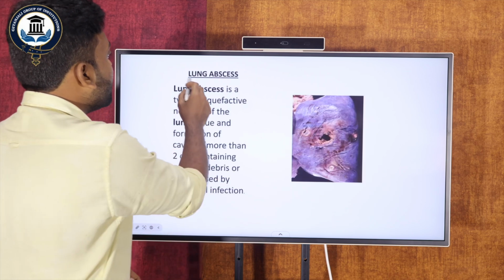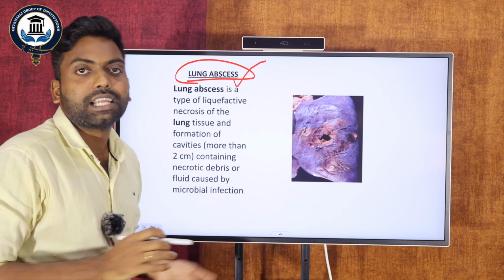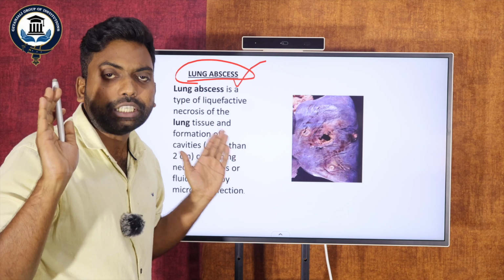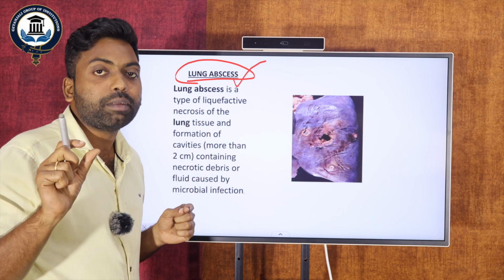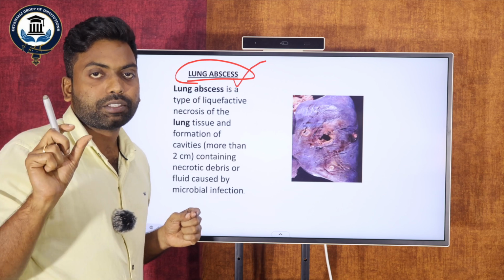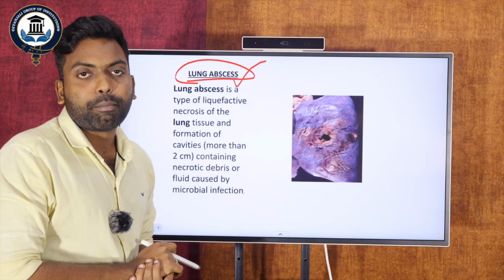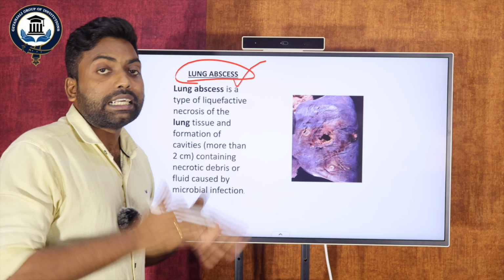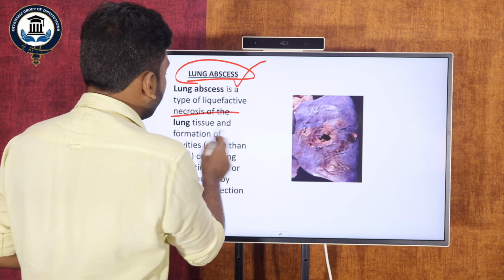Next we can see lung abscess. In medical terminology, abscess is nothing but pus collection. When pus collection happens anywhere in our human body tissue, when the cells are damaged, ultimately the tissue will be damaged. When the tissue is damaged, ultimately necrosis will happen. Necrosis is nothing but damaging of the tissue. Dead tissue is called necrosis. That is the thing we can find here.